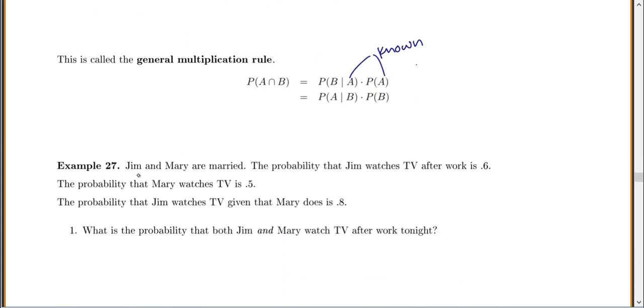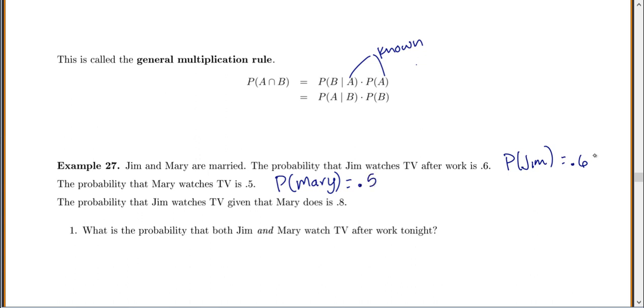Let's see how this works. Jim and Mary are married. The probability that Jim watches TV after work is 0.6. Now as you do these problems, it's important that as you read the problem, you write down what it tells you. So the probability that Jim watches TV is 0.6. The probability that Mary watches TV is 0.5. Notice both of these are just saying one or the other. There's no ors, ands, or ifs. So it's just probability of Jim 0.6, probability of Mary 0.5.